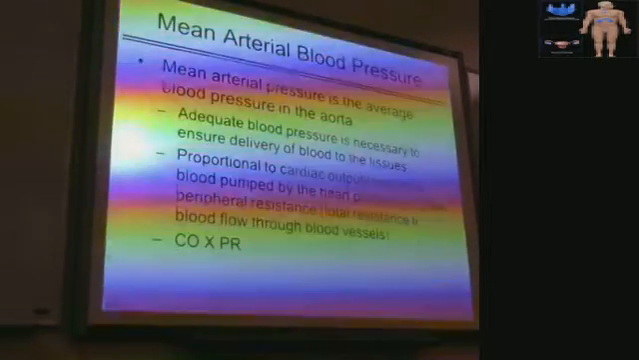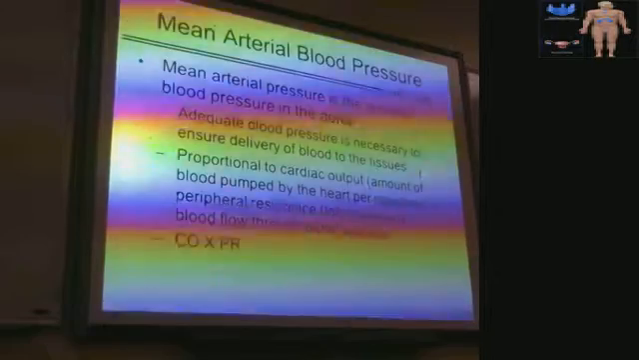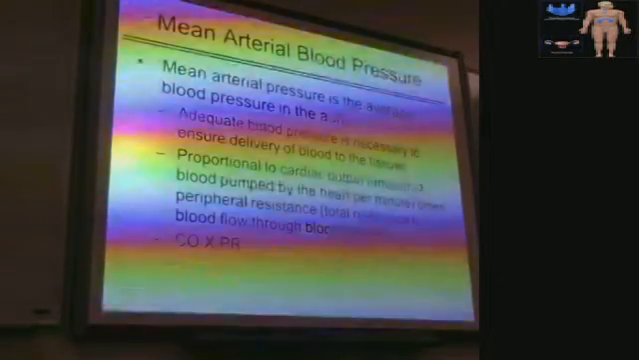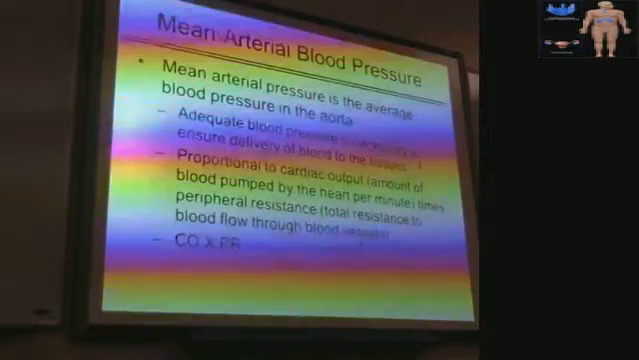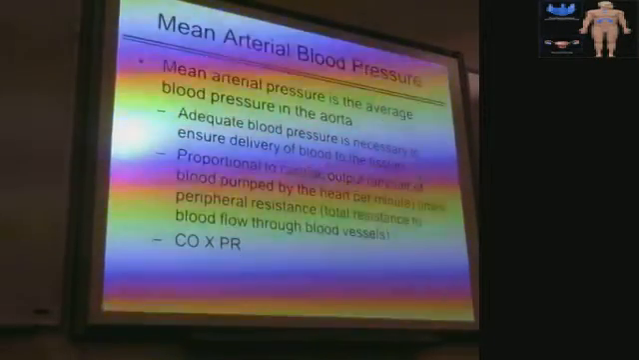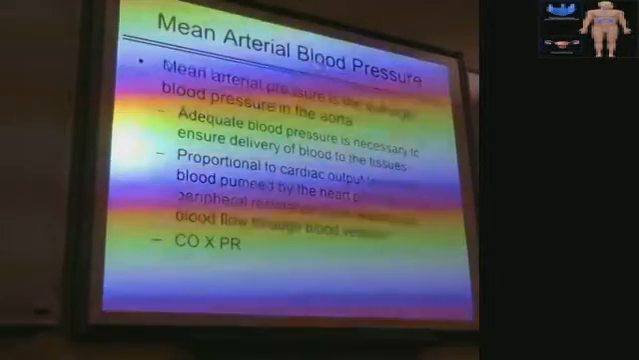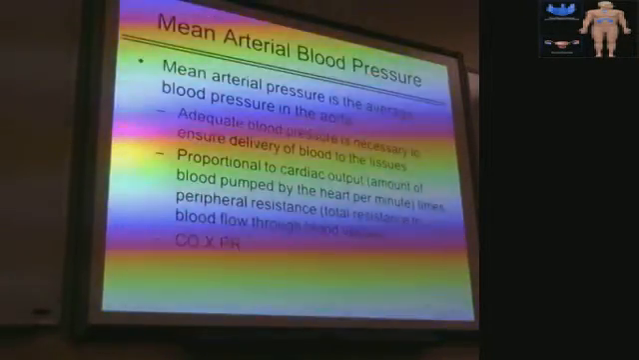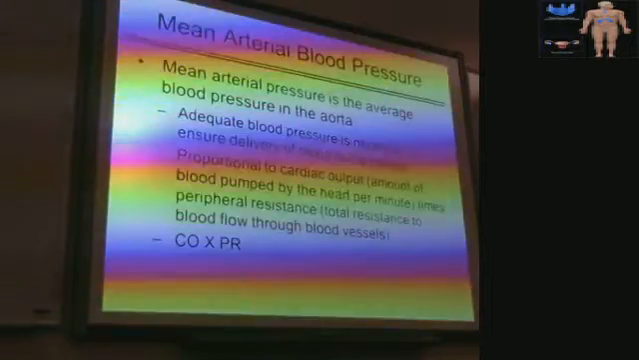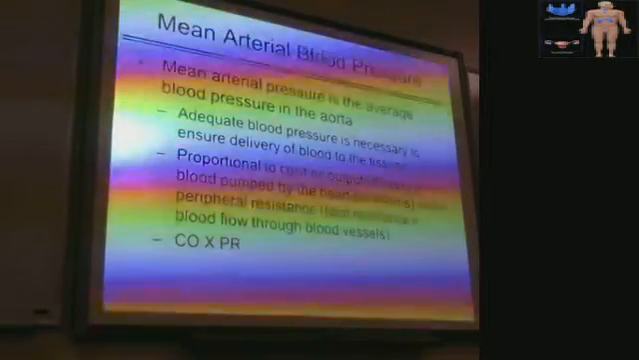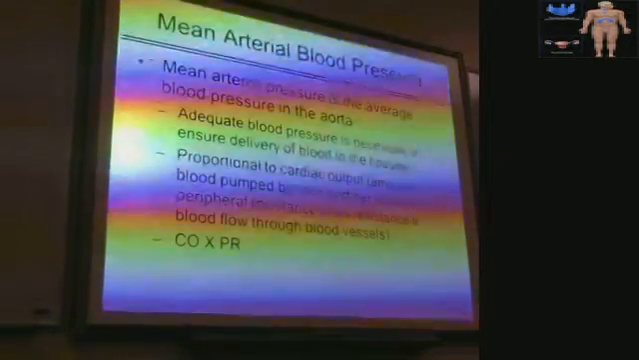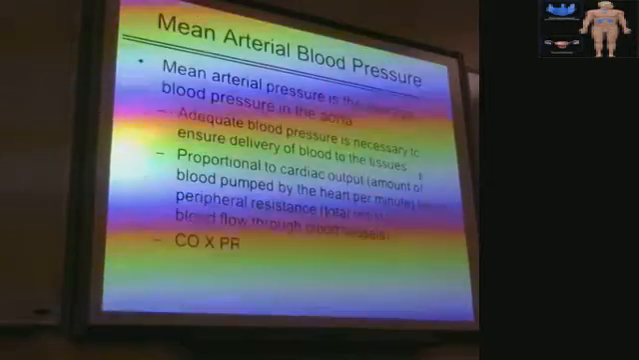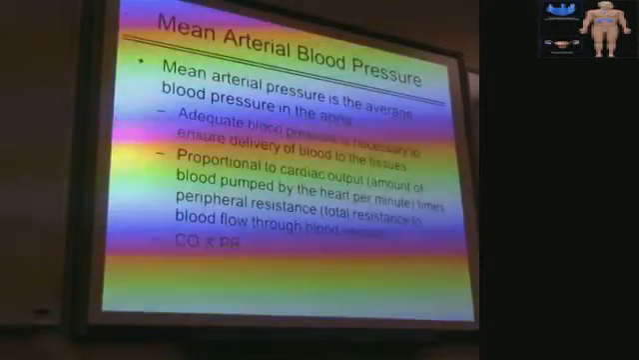Okay. Mean arterial blood pressure. Mean arterial pressure is the average blood pressure in the aorta. So it's all based on your blood pressure in your aorta. Adequate blood pressure must happen because it has to have enough pressure to flow throughout the entire body to reach even the tissues at the furthest extent.